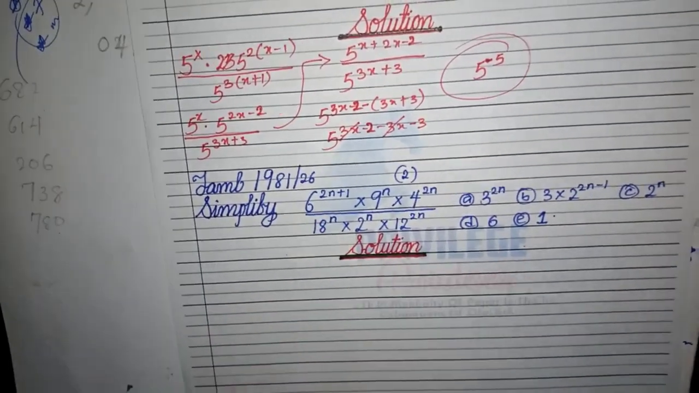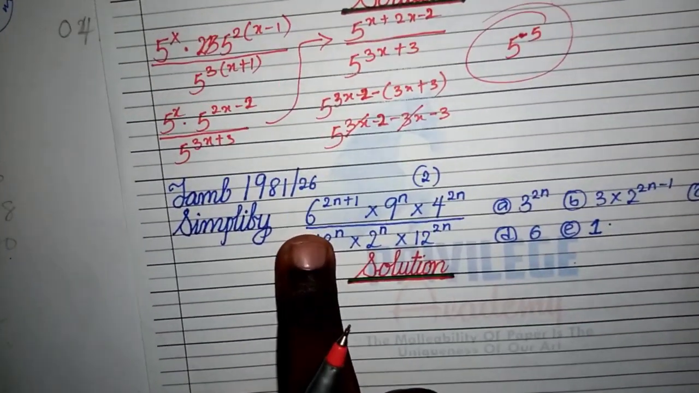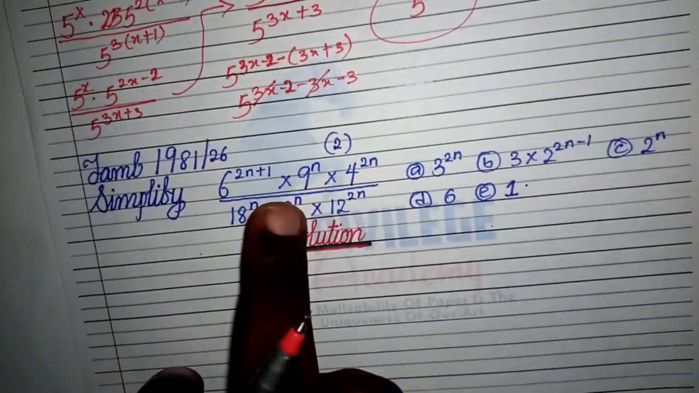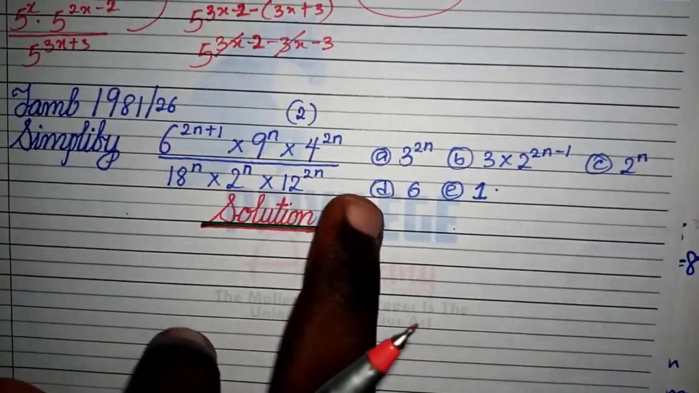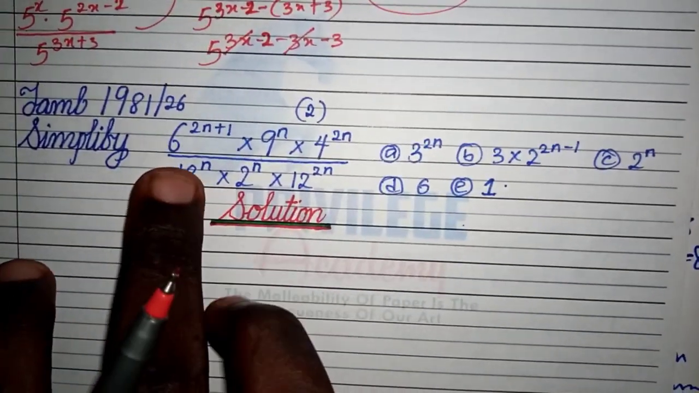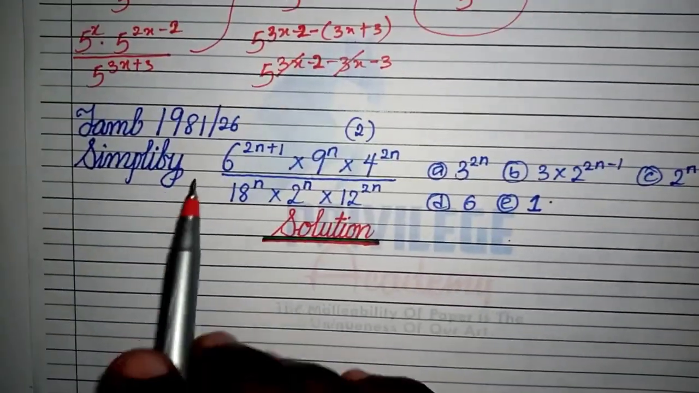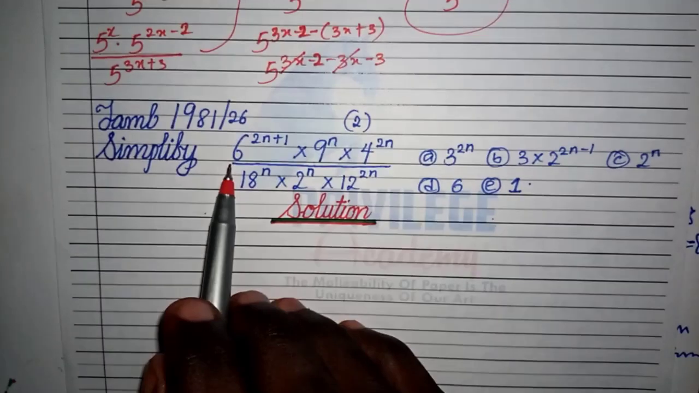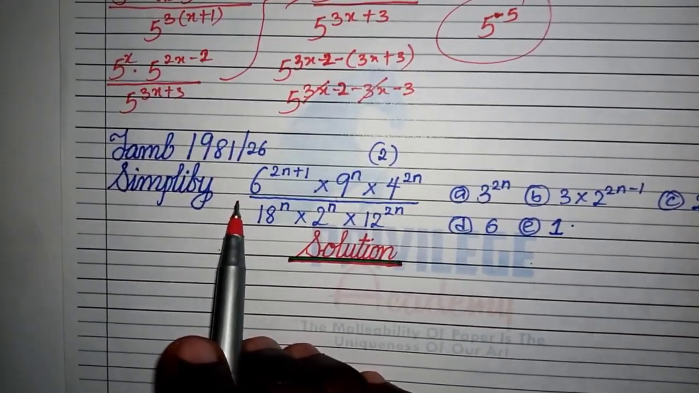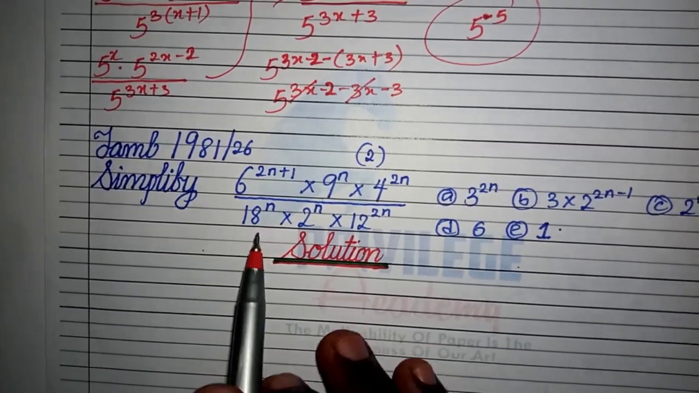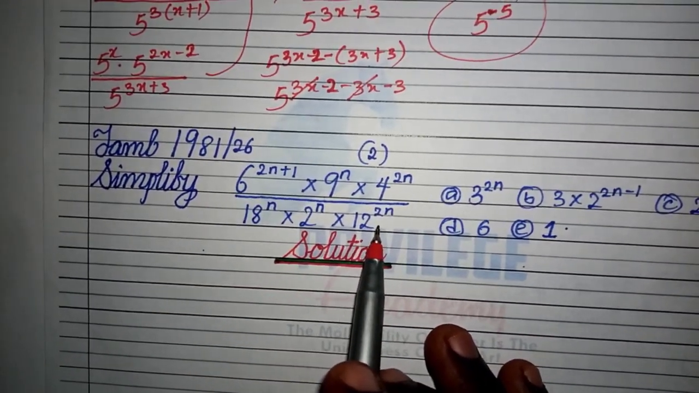If you look at this, the power has nothing to do with being the same thing because we have an unknown there. We can't make it the same thing, but let's try the base. Now the base 6, now there's a problem. We can't write it as a power of anything. 18, the same thing, and as well 12.